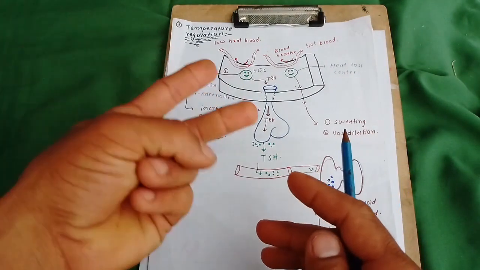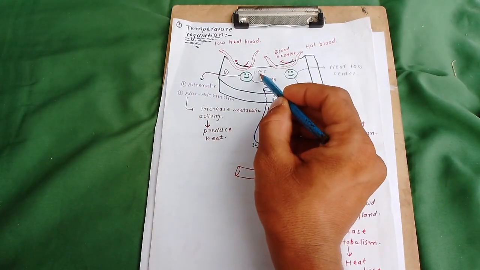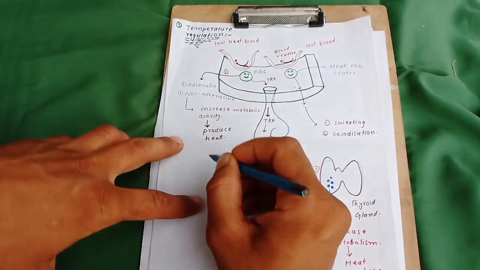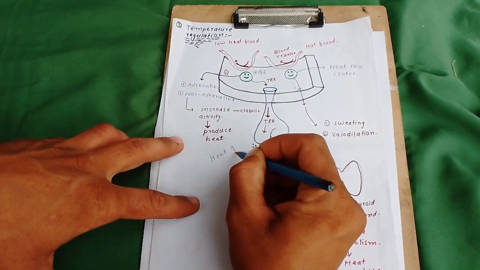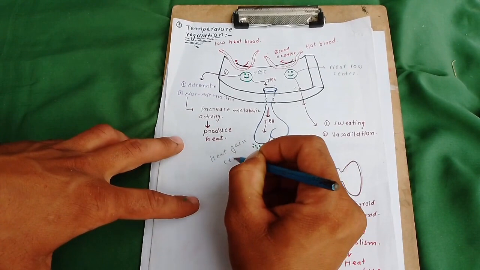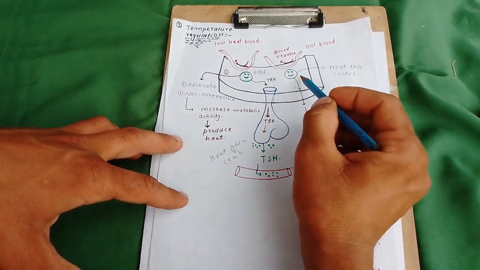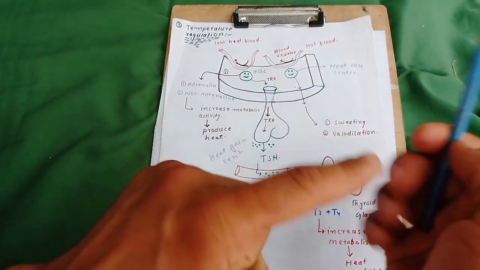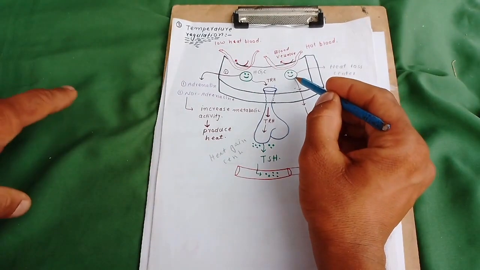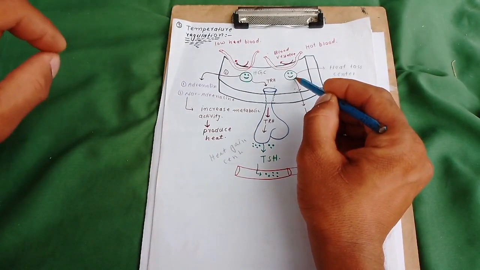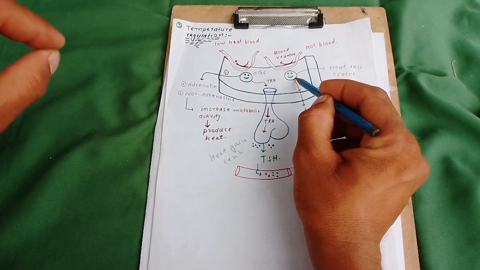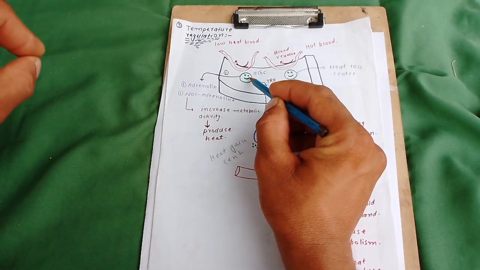Temperature regulation. How does the hypothalamus regulate our body temperature? Because the hypothalamus has two centers: HGC, heat gain center, and heat loss center. One is the heat loss center. It releases heat from the body. The other produces heat in the body.